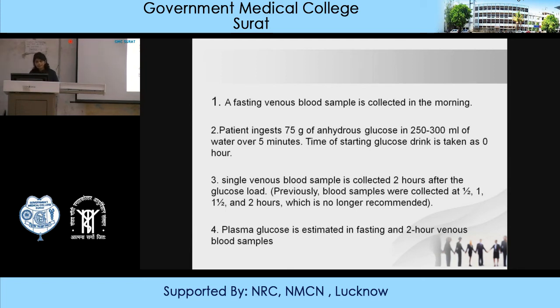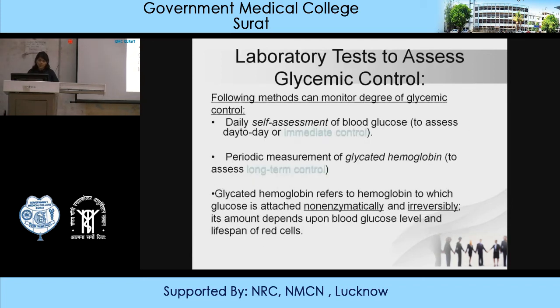Previously, there was a method where multiple samples were taken after glucose ingestion at 0 hour, half hour, 1 hour, 1.5 hour and 2 hour, but this method is no longer recommended now. Then, plasma glucose is estimated in the fasting and 2-hour venous blood samples. Okay, so this was all about diagnostic tests, in which we covered two things, blood glucose estimation and OGTT.